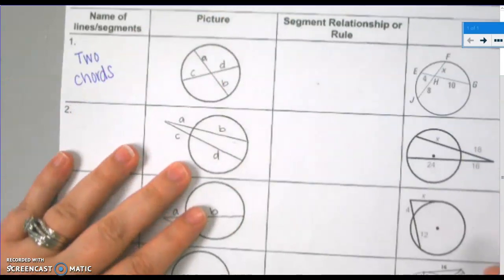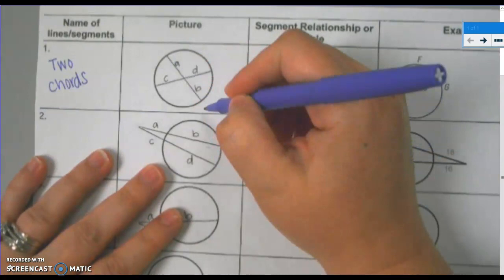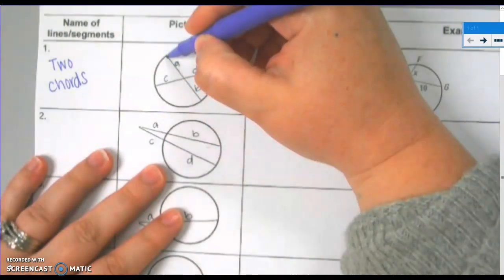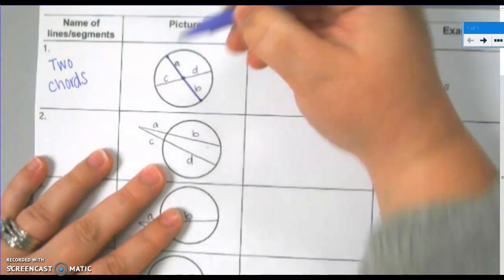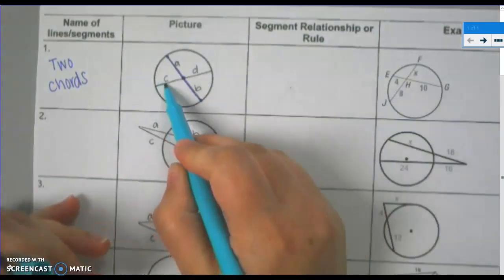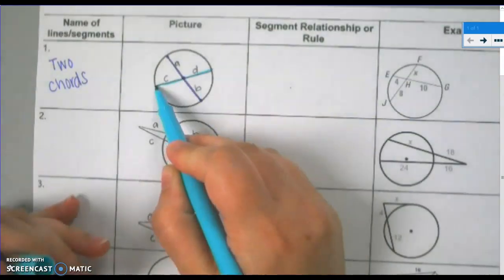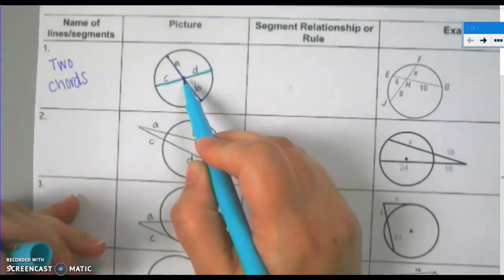So when two chords intersect, each chord is now in two pieces. So we have this chord is split into A and B, and this chord is split into C and D. Now that's not necessarily the center of the circle, that's just wherever the two chords happen to intersect.